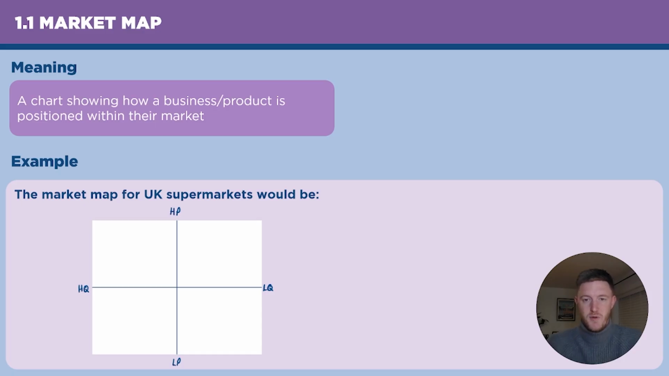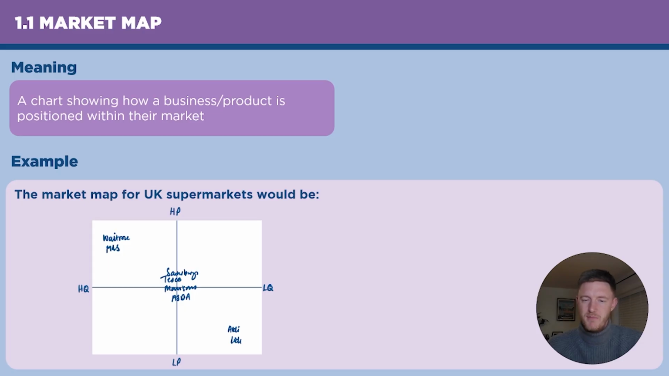It is subjective, so whether you think something's high price or low price is kind of irrelevant to what the examiner thinks, because they've got to give you credit for what you think, as long as you're not completely off base. So if we're thinking supermarkets, I would say that Waitrose and Marks & Spencer's are high price, high quality. Aldi and Lidl are low price, low quality. You probably could add Iceland to there as well.